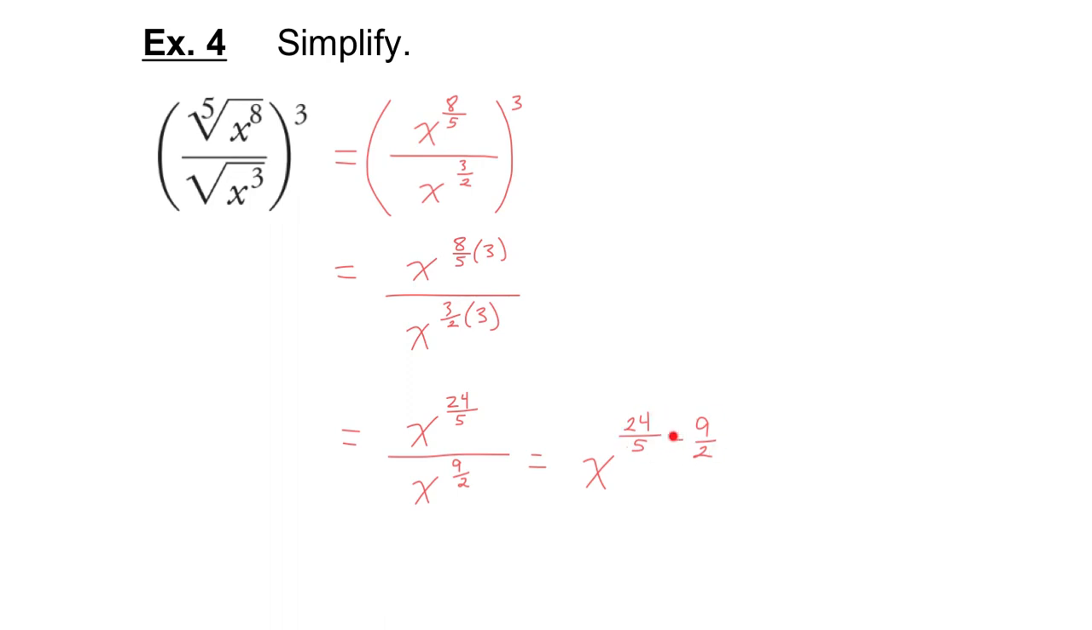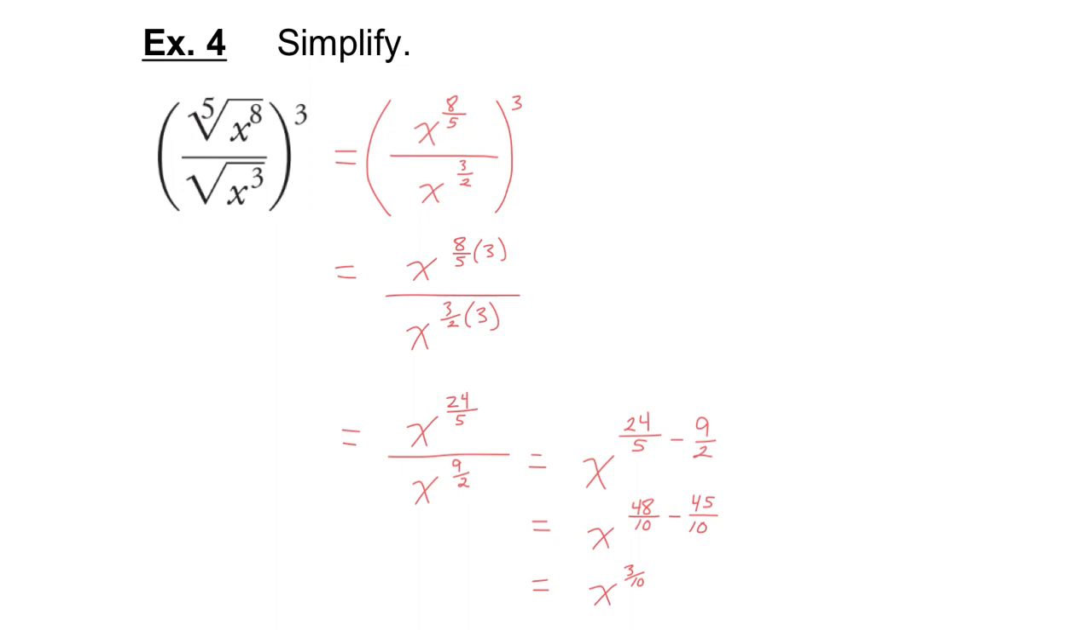When we're adding or subtracting fractions, we have to have a common denominator. So if I look at 5 and 2, the common denominator I would make is 10. I need 2 of these to make 10, so 2 of these will make 48. To turn this into a 10, I multiply by 5, so I'll multiply the numerator by 5 as well. So 24 fifths minus 9 over 2 is 48 tenths minus 45 tenths, which is 3 tenths.